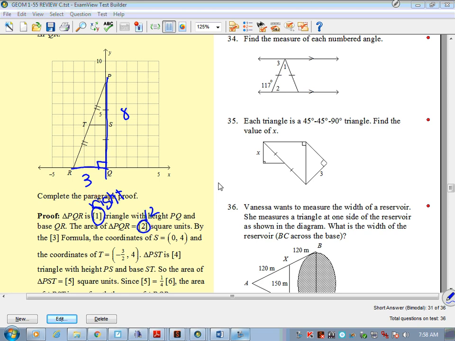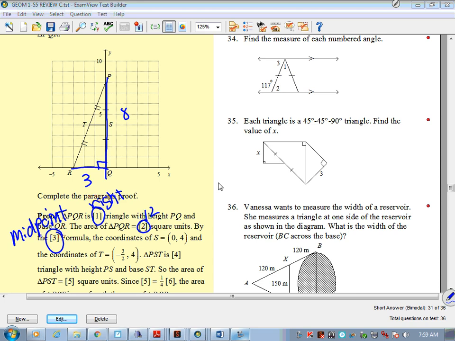By the what formula, the coordinates S equals (0, 4), and the coordinates of T equal (-3/2, 4). Well, that's a midpoint formula, which I kind of feel like is unnecessary because they told me that T is the midpoint and they told me that S is the midpoint. But in any case, the midpoint formula is how we would find that. So midpoint would go right there.